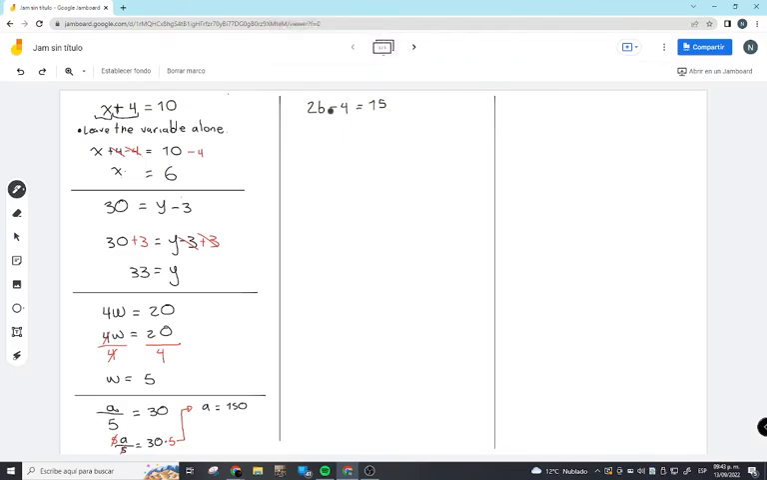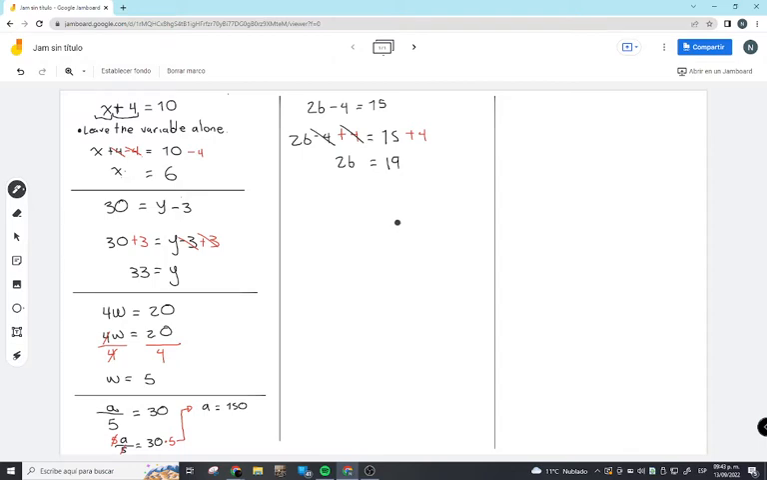And remember, if this 4 is subtracting, we get rid of it by adding 4 on both sides. Okay, I'm going to do it in advance. So it's 2b minus 4 plus 4 and 15 plus 4. Remember, we have to do the same on both sides. And now, these cancel each other. So we are only left here with 2b, and here 15 plus 4 is 19.